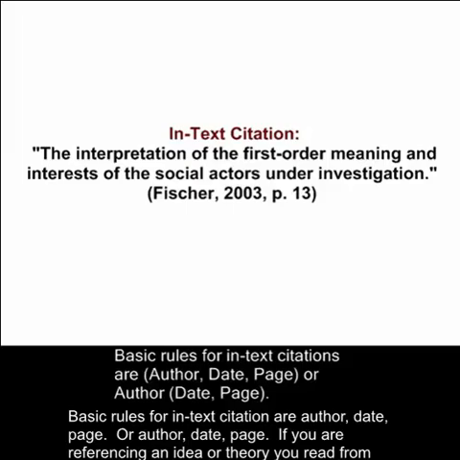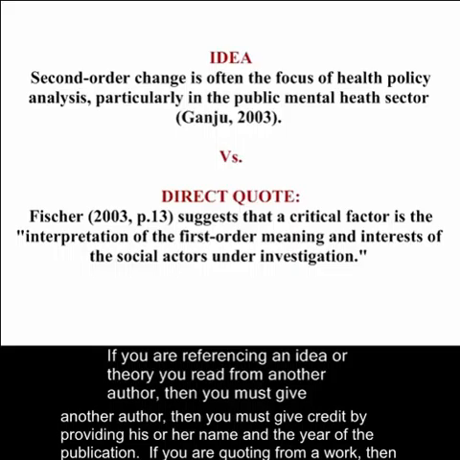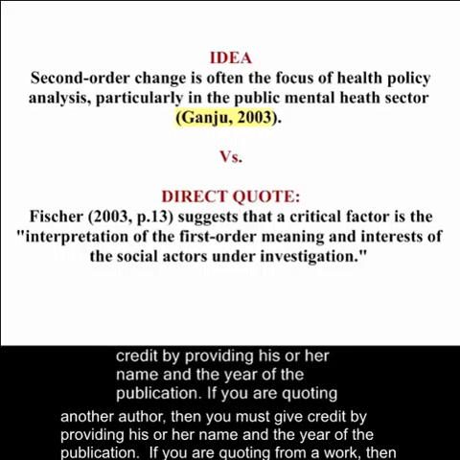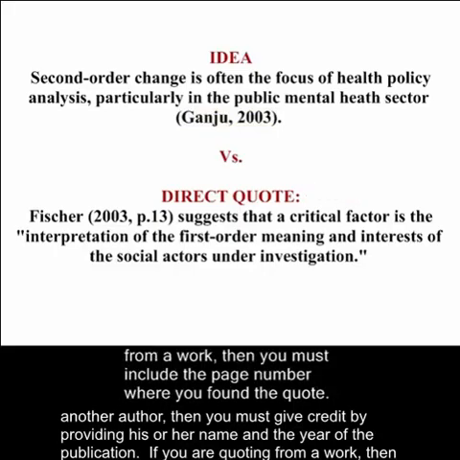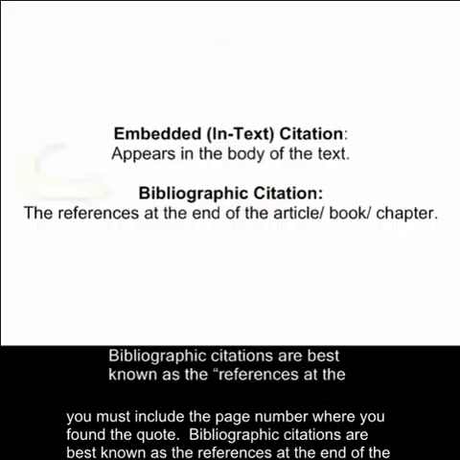Basic rules for in-text citation are author, date, page, or author, date, page. If you are referencing an idea or theory you read from another author, then you must give credit by providing his or her name and the year of the publication. If you are quoting from a work, then you must include the page number where you found the quote.